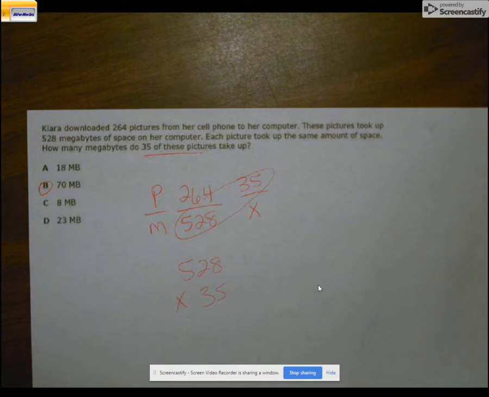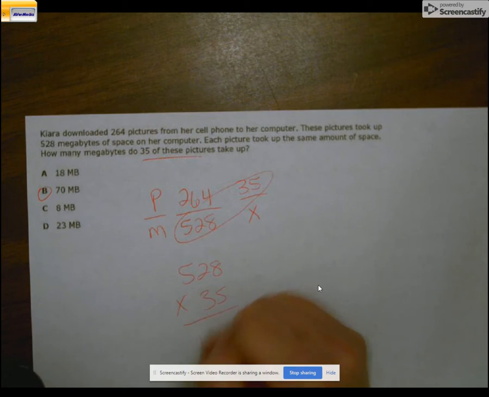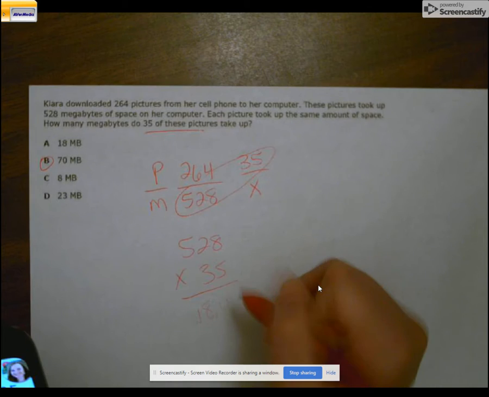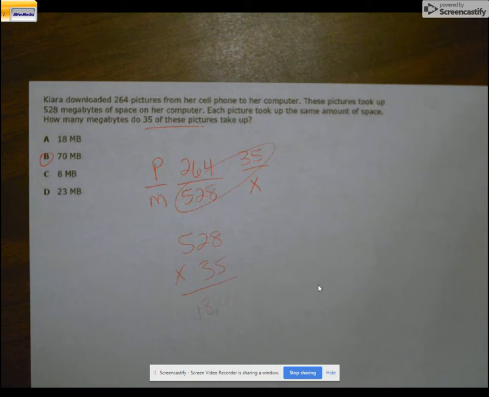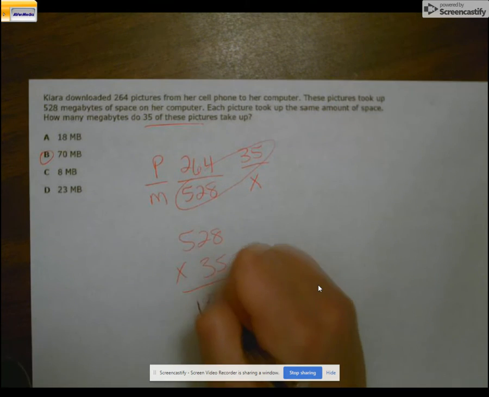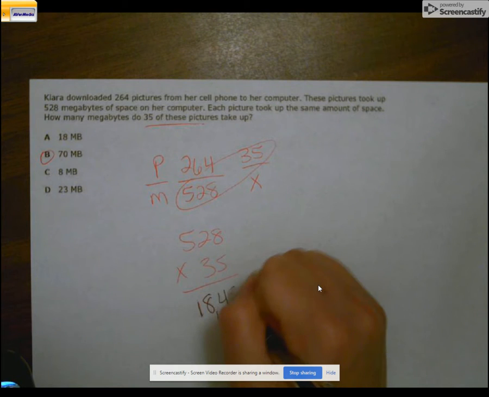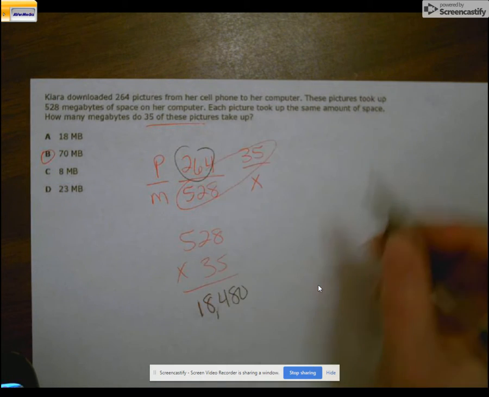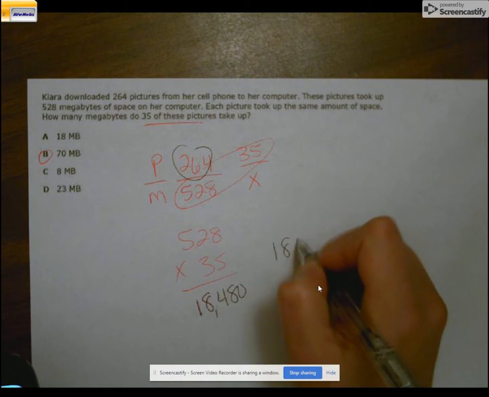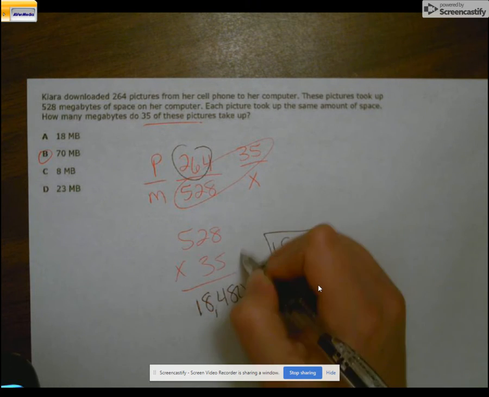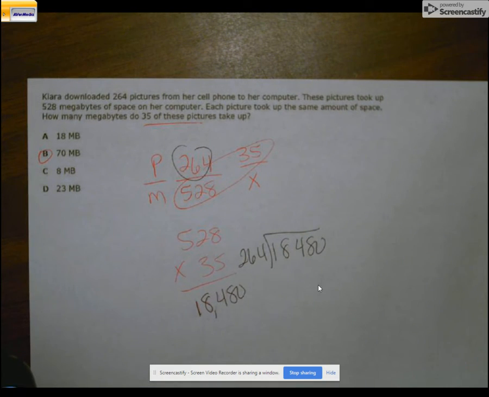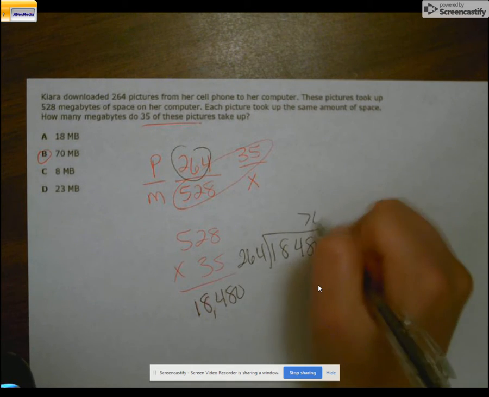So I'm just going to show you how I get that answer. This is 18,400. Things running out here. 18,480. And then I would divide that by the 264. And I still get 70.